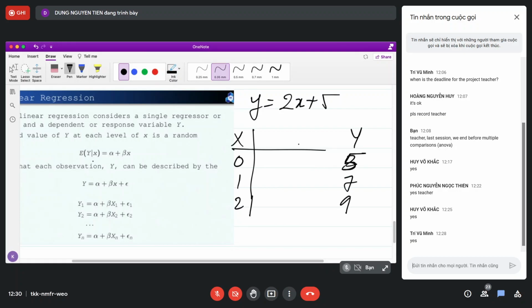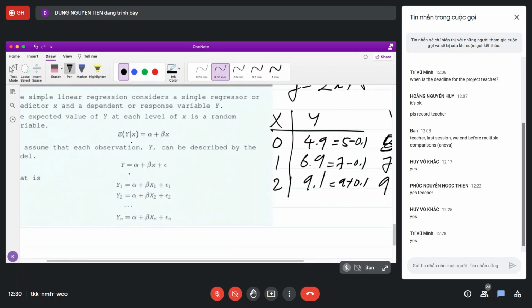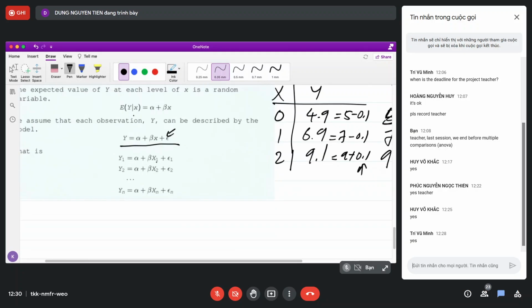However, in reality, you don't expect to get these exact values. You may get something like 4.9 for Y, and then 6.9 for Y, and then 9.1, something like that. So you get like 5 minus 0.1, 7 minus 0.1, or let's say 9 plus 0.1. And then you come up with the model Y equals alpha plus beta X plus epsilon, where epsilon is the random error. So at the points x1, x2, ..., xn, you get the model yi equals alpha plus beta xi plus epsilon i.